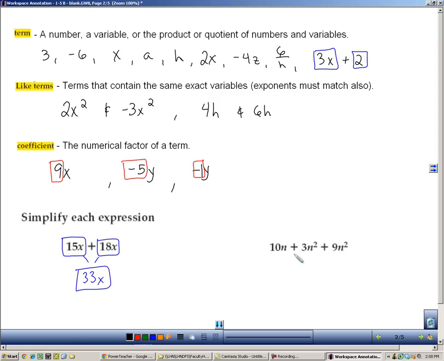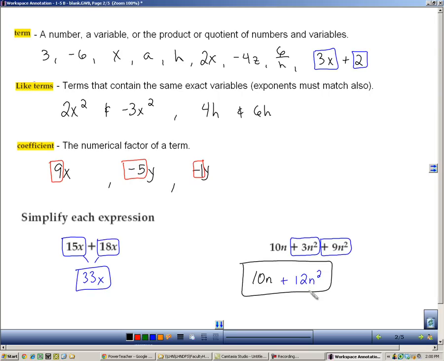Over here, do you see any like terms based on our definition? Well, I do. I see a positive 3n squared, and I see a positive 9n squared. I like to include the sign in front of the coefficient because that tells us whether we're going to add or subtract. So what do we have here? We have 10n, and then what's positive 3 plus positive 9? That's a positive 12n squared.